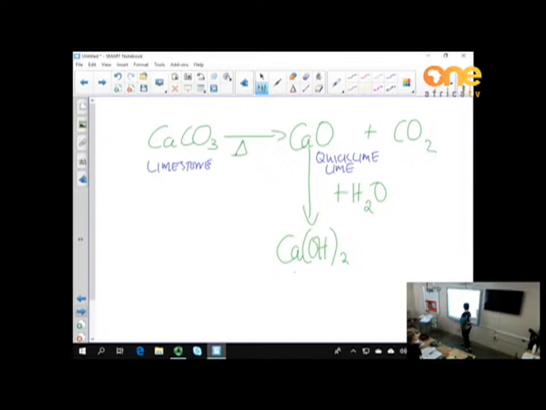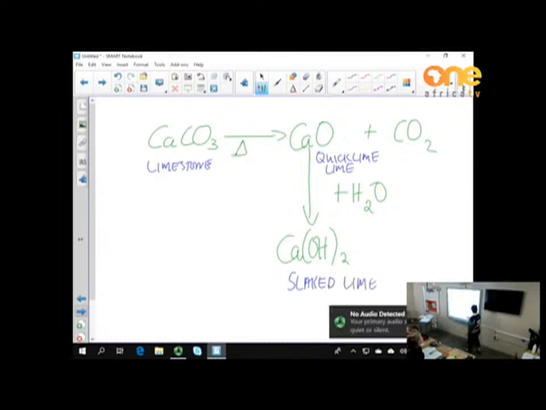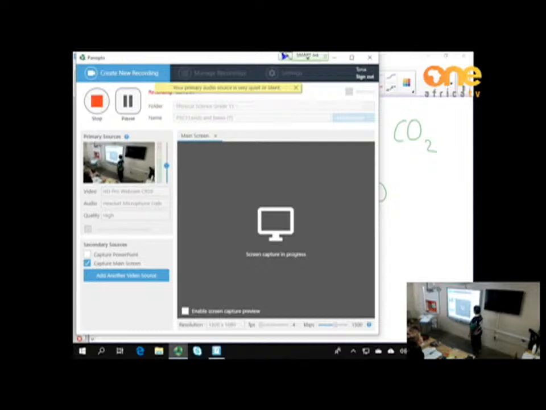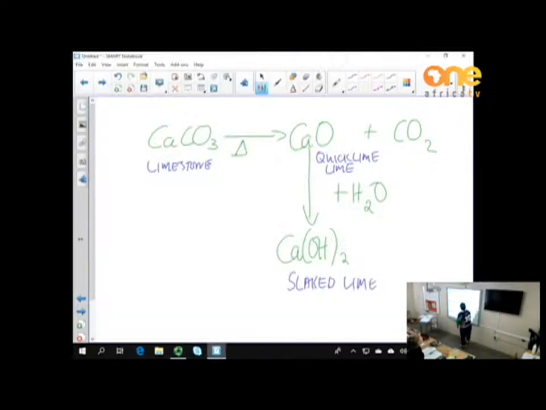And this one, slaked lime. Lime water is calcium hydroxide shaken up in water. It's very slightly soluble, so you shake it up over a period of time, and then you filter off the excess undissolved calcium oxide, and that forms lime water. Okay, it's lime in water.